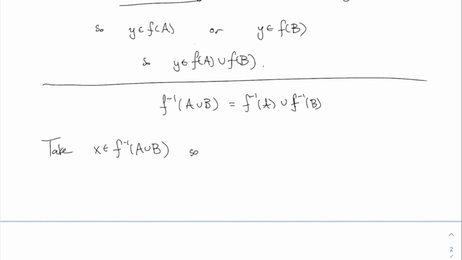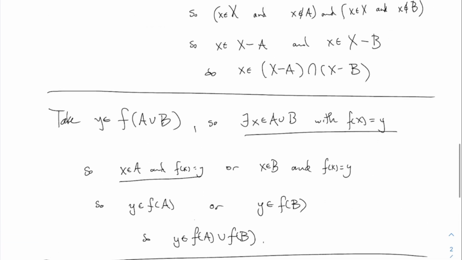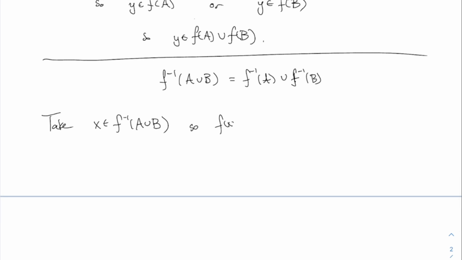X is what you get when you start with things in A union B and bring them back with the function. The other, more useful way to say that is: if I apply the function to x, what can you say about f of x? Actually, it equals something in A union B. So the way to say this is that f of x is in A union B.